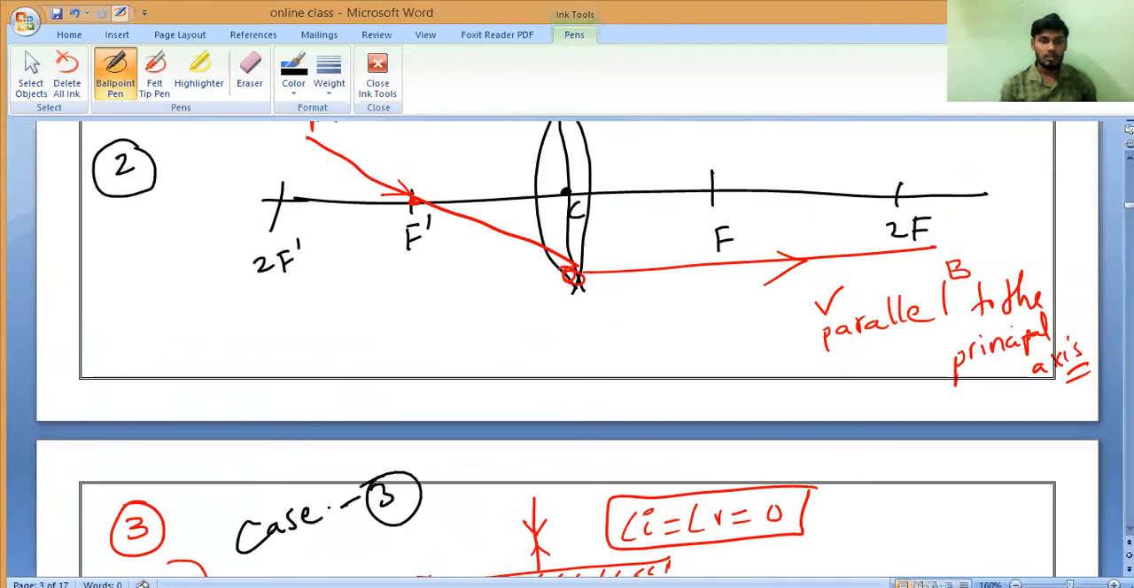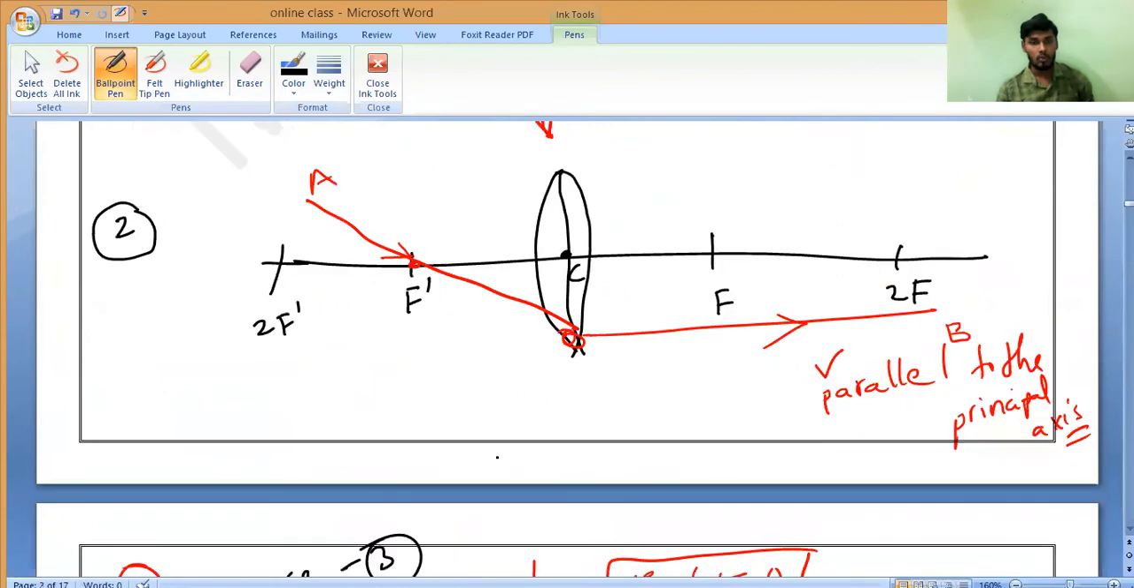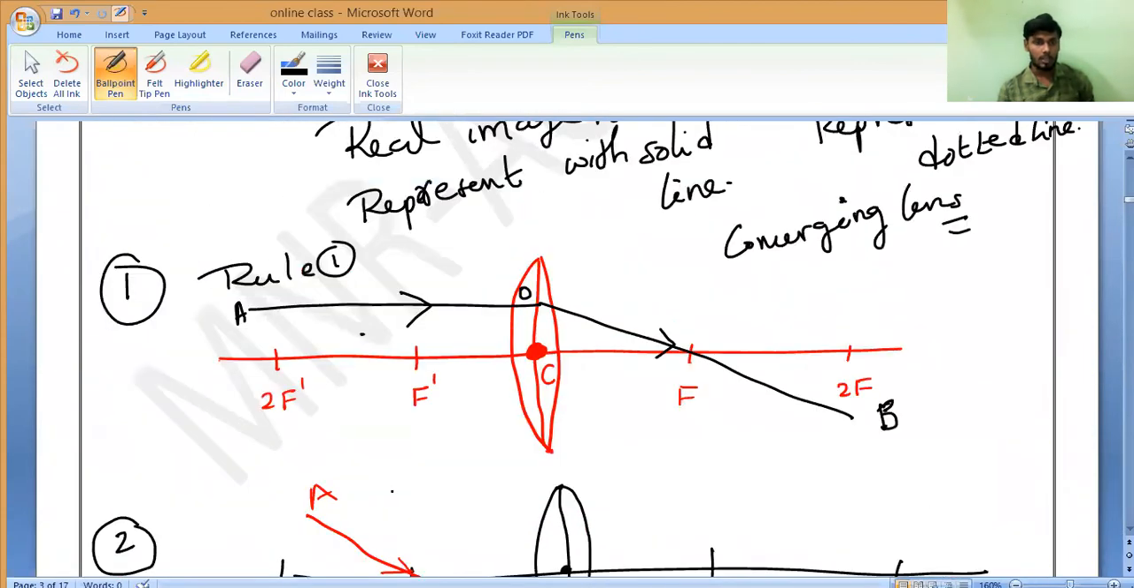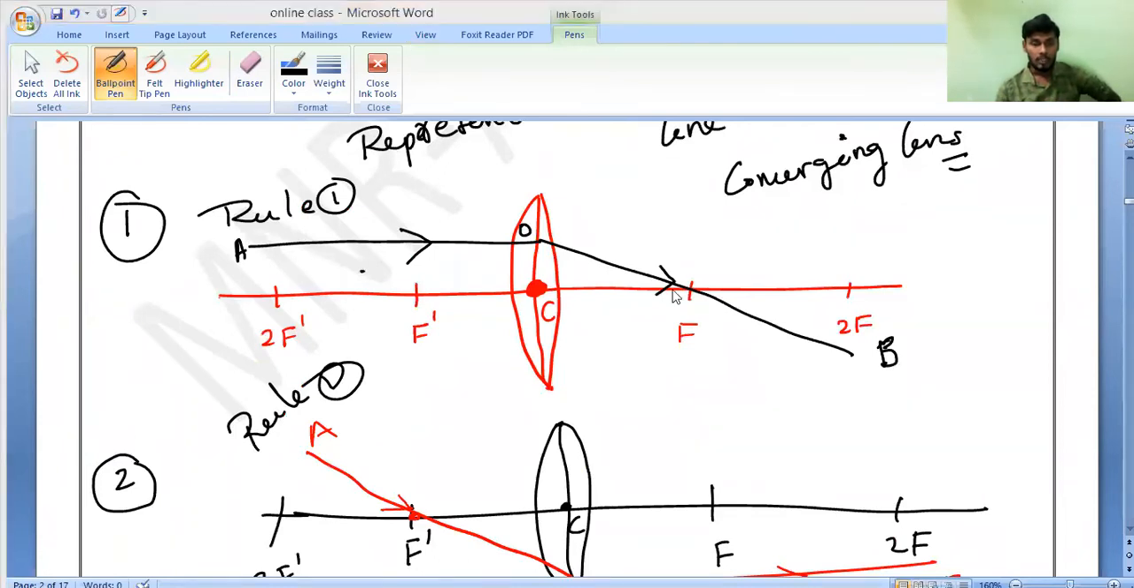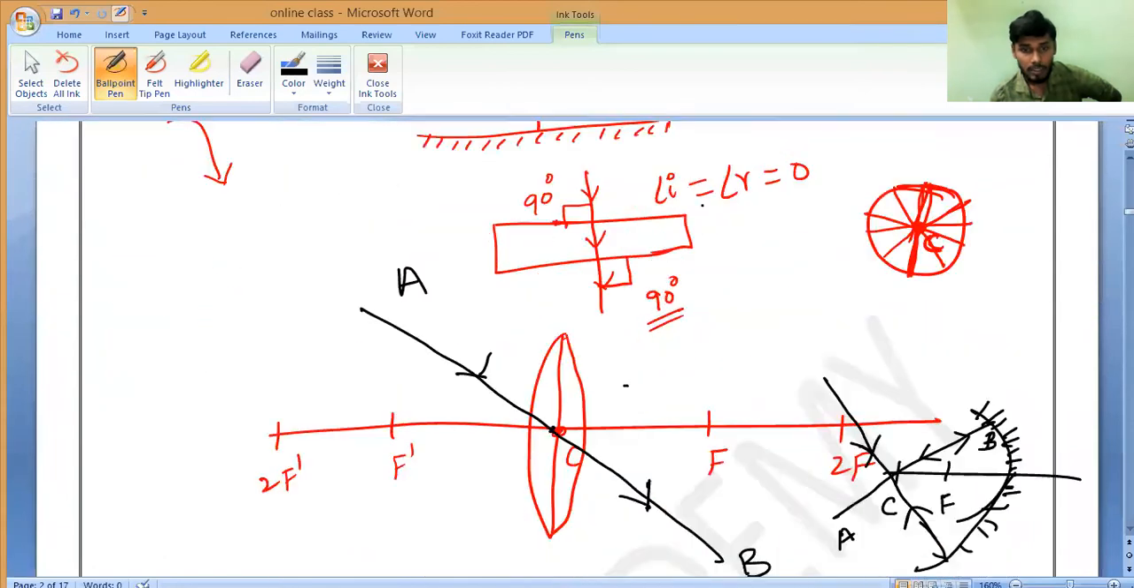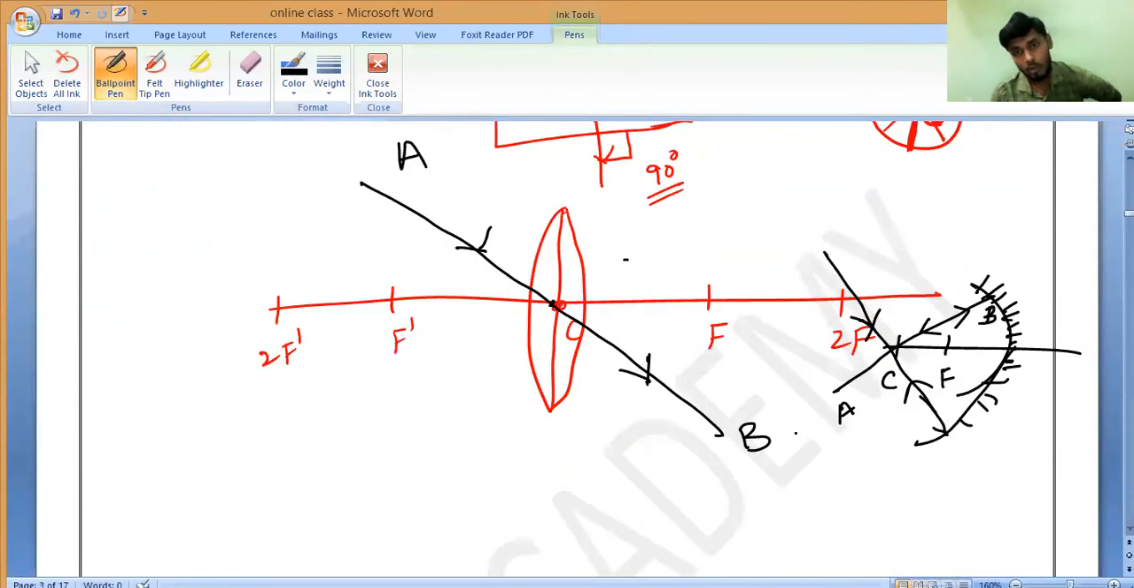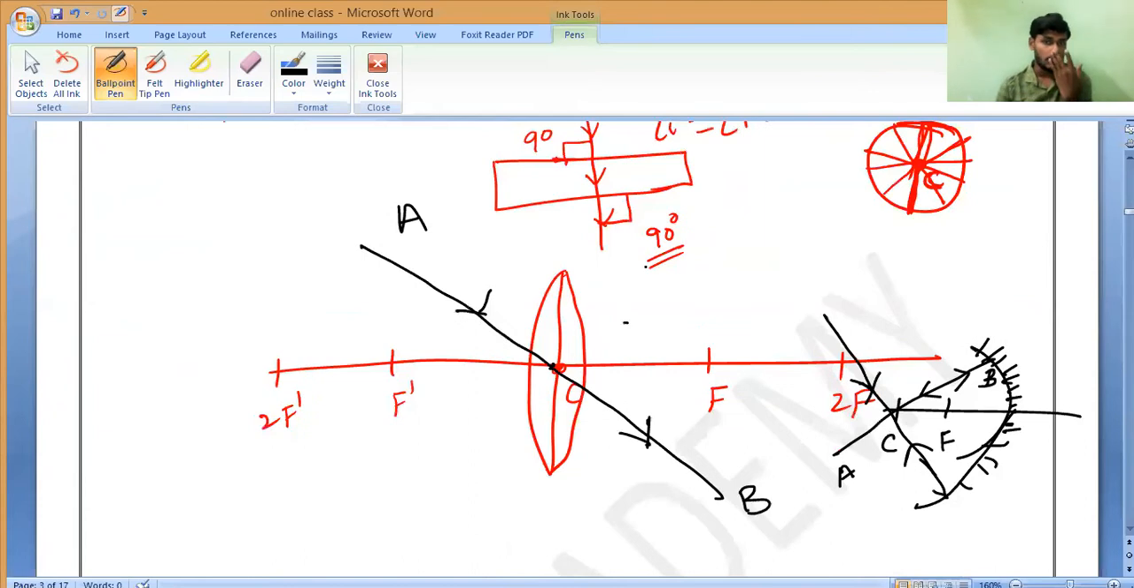This is case number 3. If it is completed, you tell me. Case number 1, case number 2, and case number 3. Is it okay? That means rule number 2. Have you completed? You tell me, Kevin? Yes, sir, completed. Dina? Dileepan? Rule number 3, which is going through the optical center, will go straight. That's all.